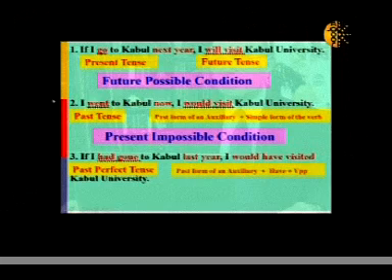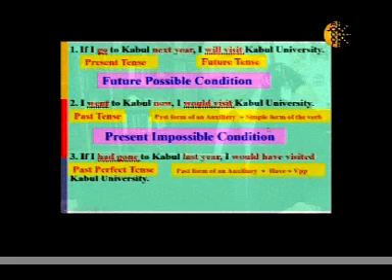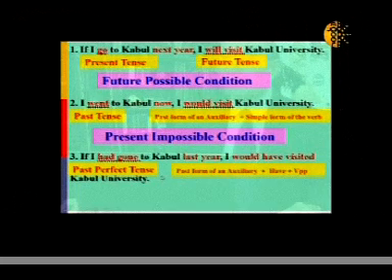Now, let me read these sentences for you one more time, and then we'll go to the to be verb. If I go to Kabul next year, I will visit Kabul University. Possible. If I went to Kabul now, I would visit Kabul University. Impossible now. If I had gone to Kabul last year, I would have visited Kabul University. This means I did not go to Kabul, and I did not visit Kabul University last year.